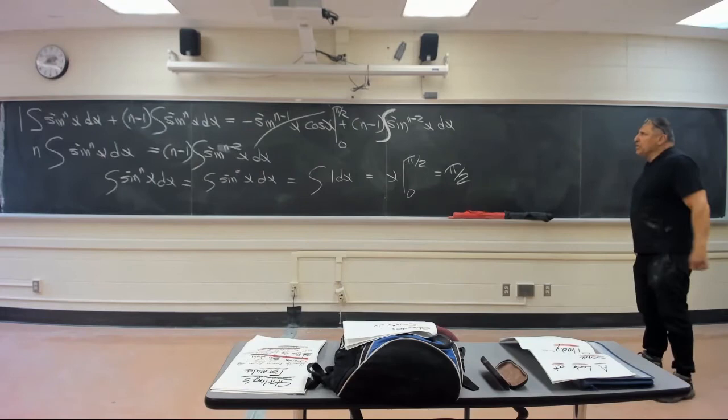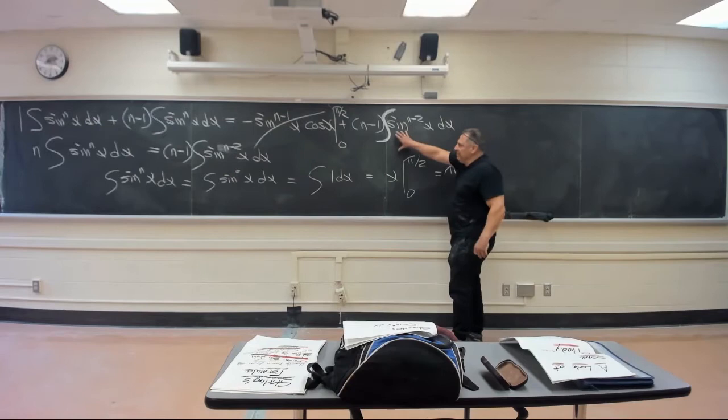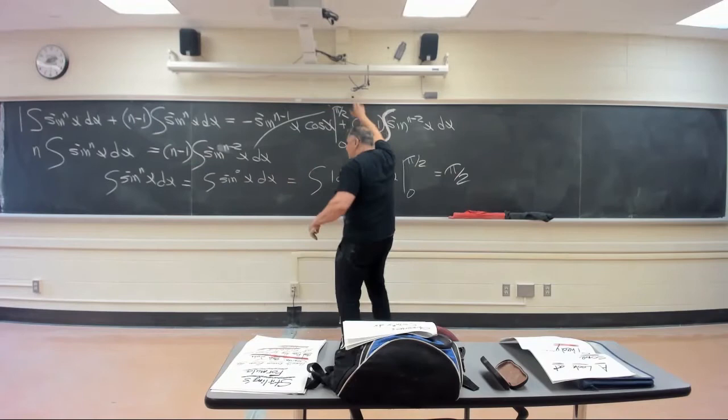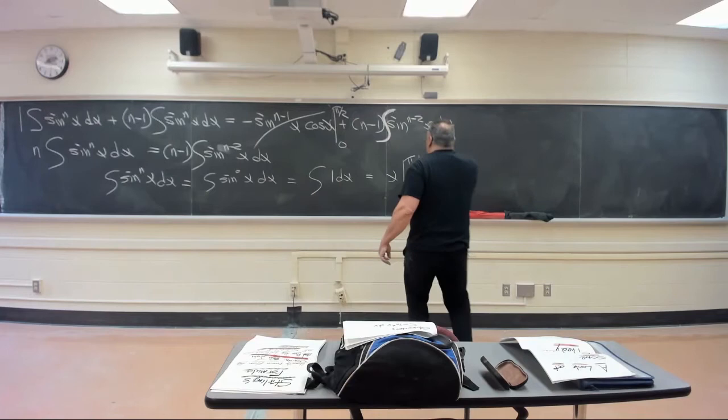So you wouldn't have to do this. For all other instances, for n equals 1, 2, 3, 4, 5, 6, you do got to do this. And it will work out. Pretty easy answer right here.